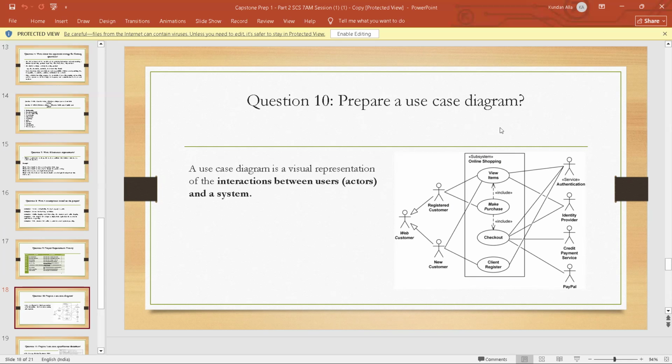Coming to the first thing, actors. In actors we have two types: one is the primary actor, another is the secondary actor. What do you mean by primary actor? He will be initiating the process. He will be starting the interaction with the application first. And what is the use of the secondary actor? He will support the action of the primary actor. Whatever action the primary actor does, the secondary actor will support that action.